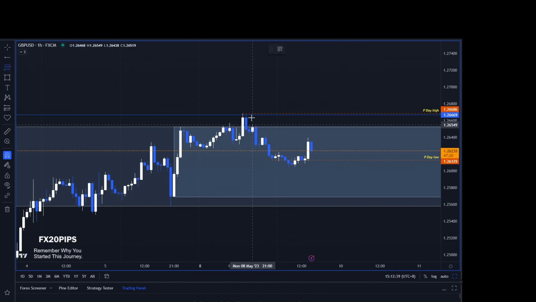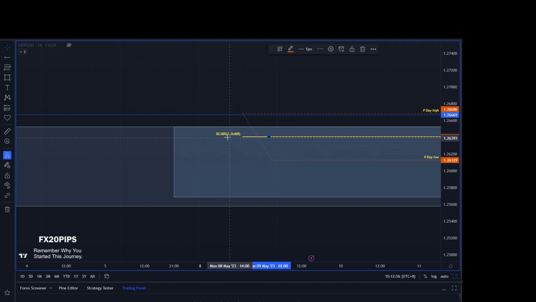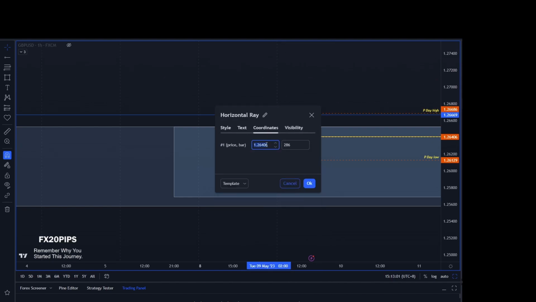I use a fib, high and low. I get a 50% here. I draw another line roughly. Okay, that's roughly about here. If you can see, it is 1.26408. If you want, you can hide candles. Right, 1.26408. If you are very OCD and want to put in the figures, go ahead.